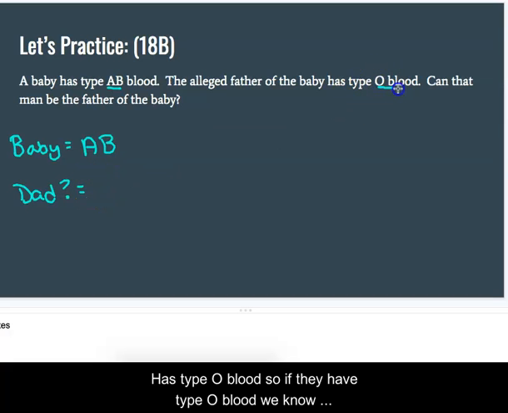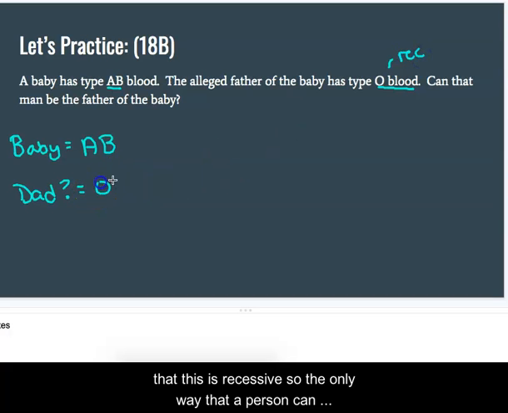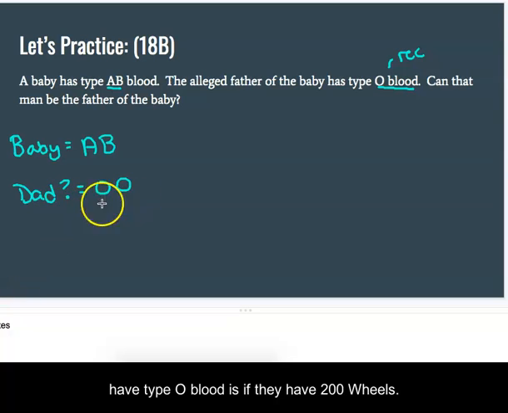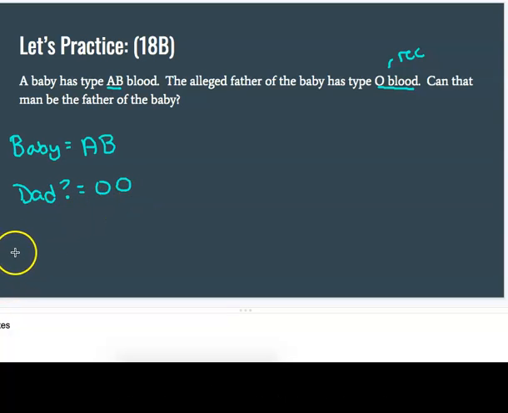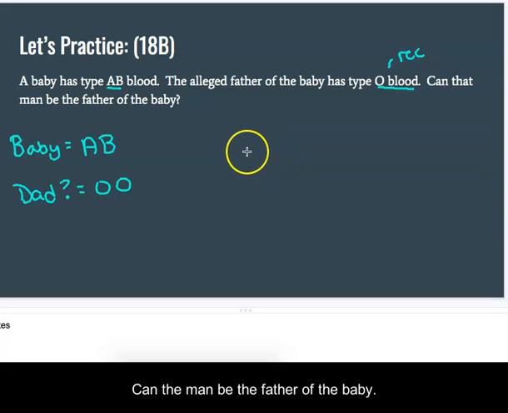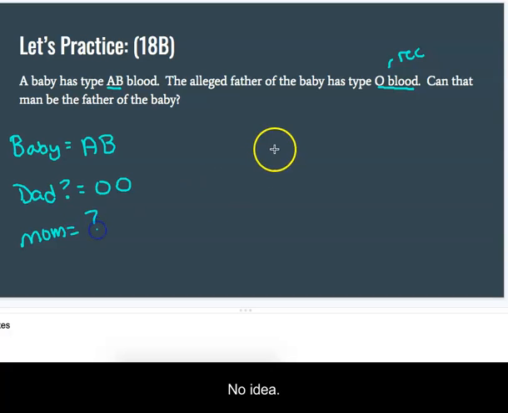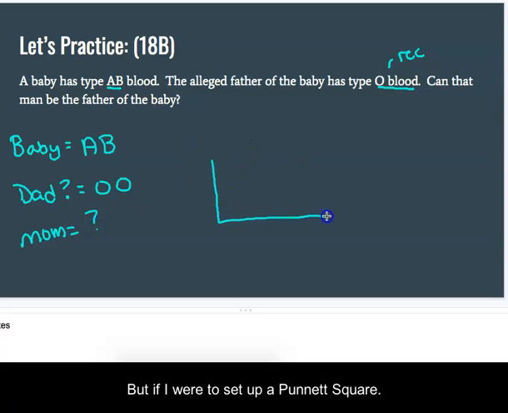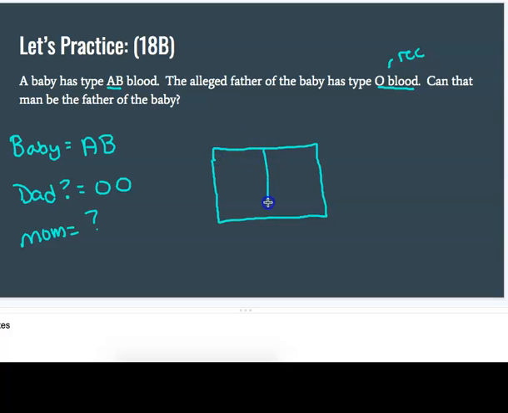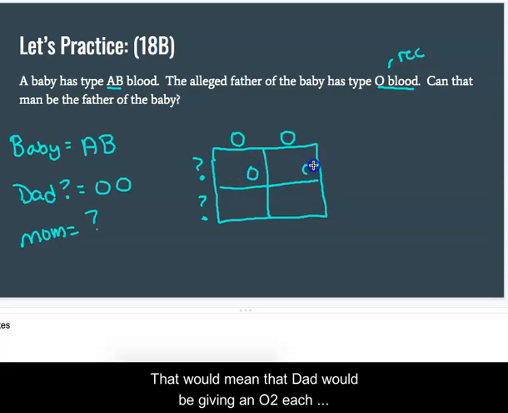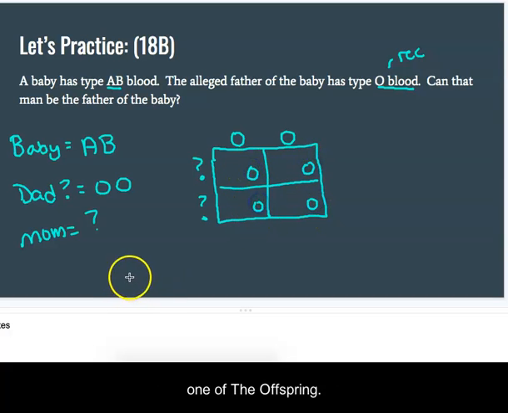So if they have type O blood, we know that this is recessive. So the only way that a person can have type O blood is if they have 2 O alleles. Can the man be the father of the baby? So we don't actually know what mom is. No idea. But if I were to set up a Punnett square, I don't know what mom is. If dad is hypothetically type O, that would mean that dad would be giving an O to each one of the offspring.